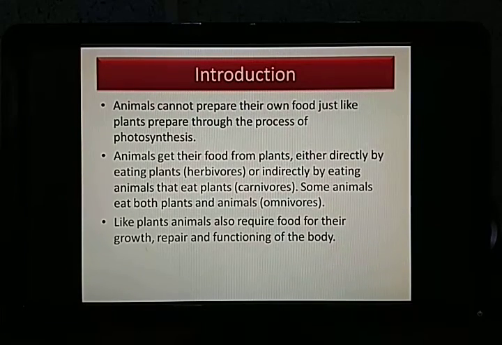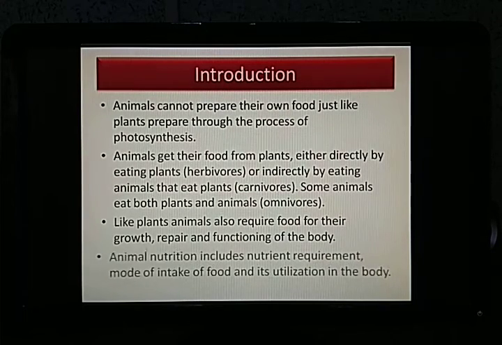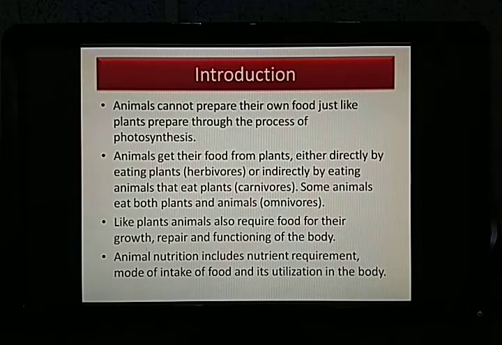Now, like plants, animals also require food for their growth, repair and functioning of the body. Obviously, just like any other living organisms, not only plants, animals also require food. Food is very essential for all the living organisms. Why is it required? For their growth, repair and functioning of the body. Now, animal nutrition includes nutrient requirement, mode of intake of food and its utilization in the body.